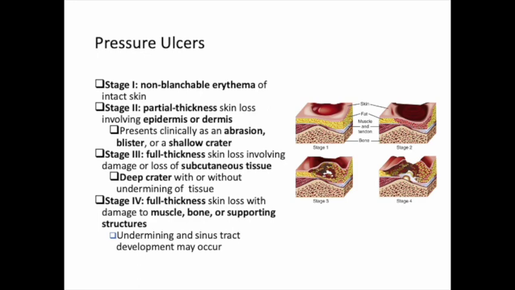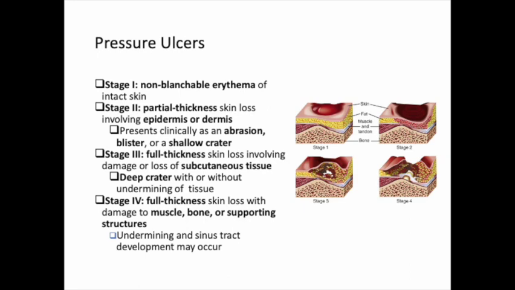In a stage 4 full thickness, skin and tissue loss is going to be seen with exposure of now muscle, bone, and all the supporting structures under our skin, like our tendons and our joint capsules. And this can also include undermining and tunneling of that skin, and it forms a sinus tract.